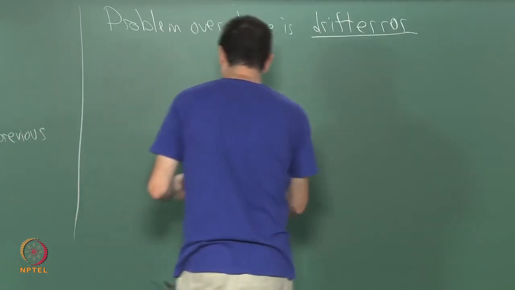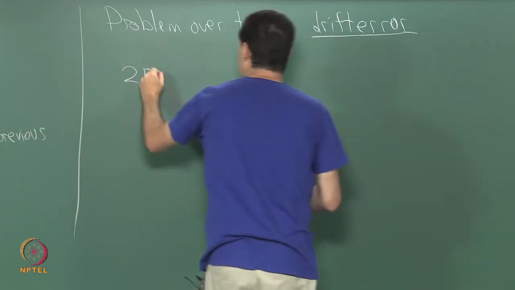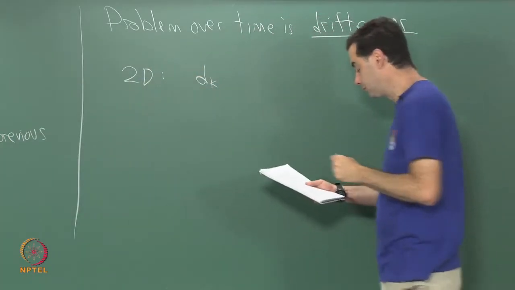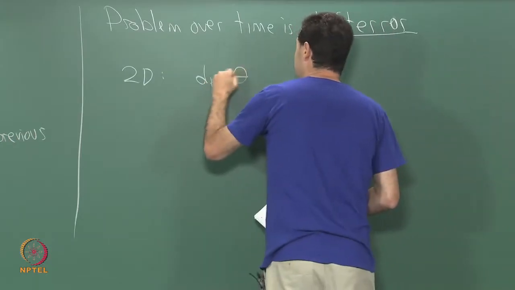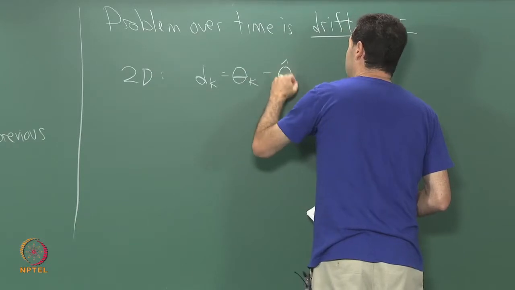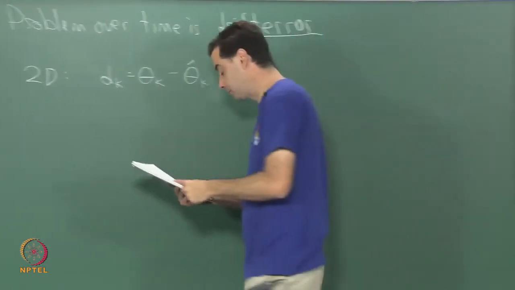All right. So if we think about drift errors in 2D, I could say that at each step the drift error, let's put d sub k for drift, is the true orientation theta k minus theta hat k. In this case, it's a signed drift error.